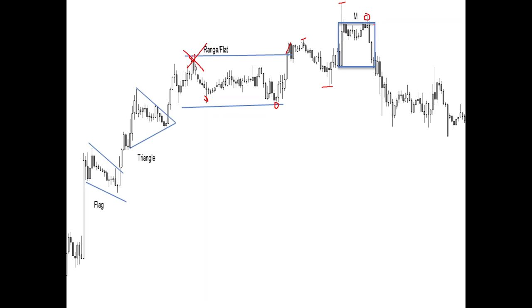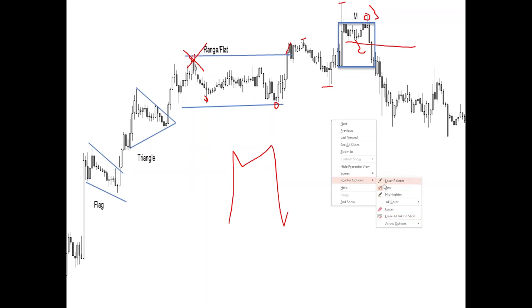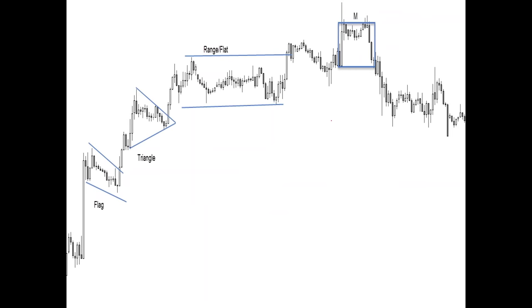So for the M pattern, we need to clarify the important part, which is point 2. So this is 2, this is 3. When point 2 is broken, you go with the trade. M is a bearish pattern. You see, it looks like the letter M. When you break this part, you go down.